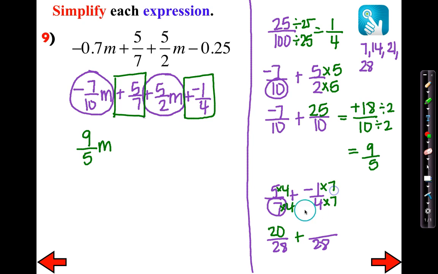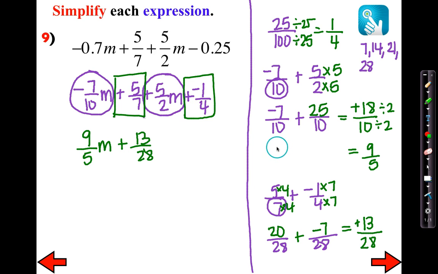That means the numerator is going to be multiplied by 7. Notice it is a negative 1 times 7. What's negative 1 times 7? Negative 7. So here the denominator is going to remain in 28. Are there more positives or are there more negatives? There's definitely more positives. How many more positives are there? 13. So because there's more positives, we're going to go ahead and say it's plus 13 over 28.